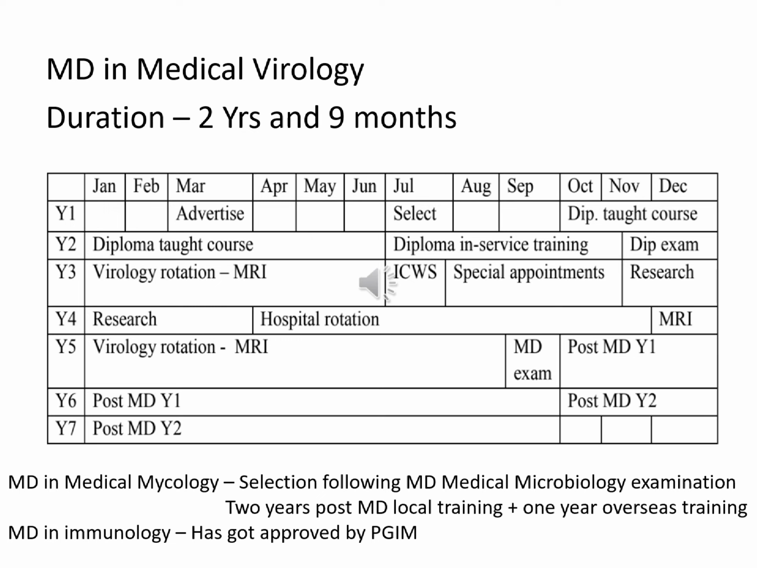Okay, so a new opportunity is awaiting, that's MD in immunology. So already it has got approved by the PGIM. And the prospectus is going to get out soon, hopefully by the time when you all have done your internship and 1 year post intern training. So by the time when you all are getting ready for your postgraduate exams, this would be out for sure. So look out for the MD in medical immunology prospectus on the PGIM website too, because that's going to be a brand new opportunity.